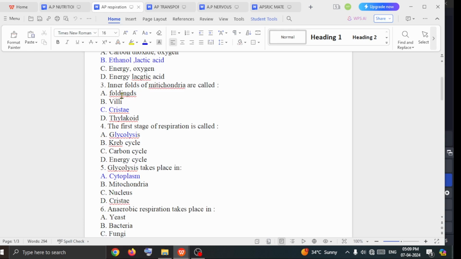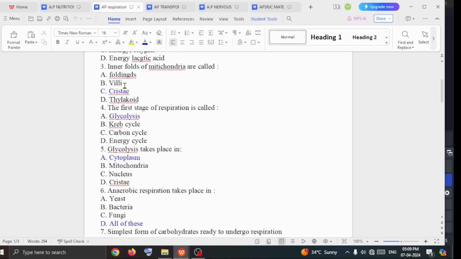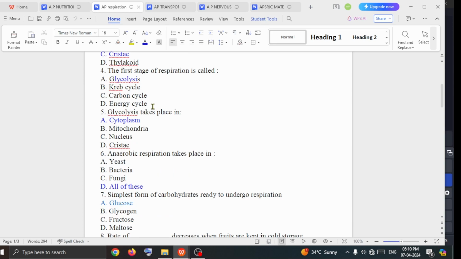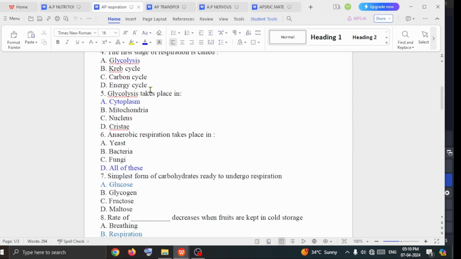Third bit, the inner folds of the mitochondria are called: option A, foldings. Option B, villi. Option C, cristae. Option D, thylakoid. The answer is cristae. The mitochondria inner membrane is called cristae. It has a number of foldings. Fourth question is, the first stage of the respiration is called: option A, glycolysis. Option B, Krebs cycle. Option C, carbon cycle. Option D, energy cycle. The answer is glycolysis.